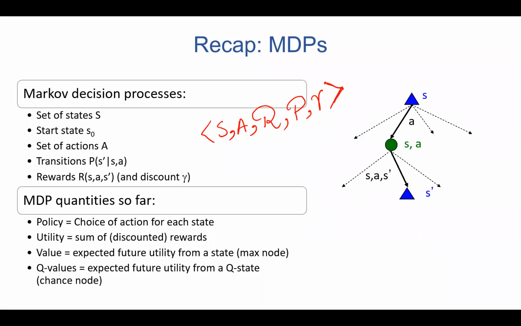Okay, so we don't have a plan in here. We have a strategy, or we have a policy. Basically, a policy is a recommendation. It's a choice of action for each state that we receive.